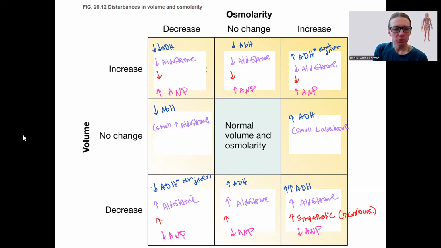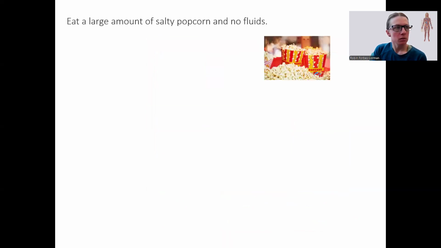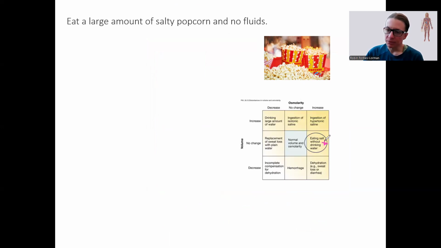Okay, what I want you to be able to do is walk through those different scenarios and understand and be able to walk through the response. So I'm going to do one as an example. Here's one where you eat a large amount of salty popcorn with no fluids. So what quadrant are we talking about? Right here, right? Your increase in osmolarity and no change in volume. What would your body's response be?